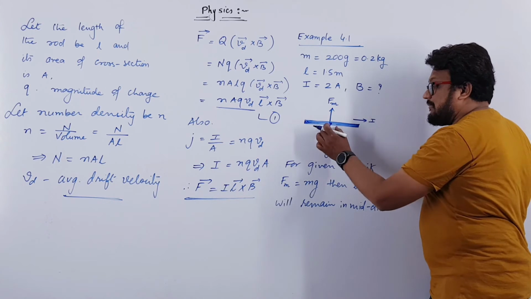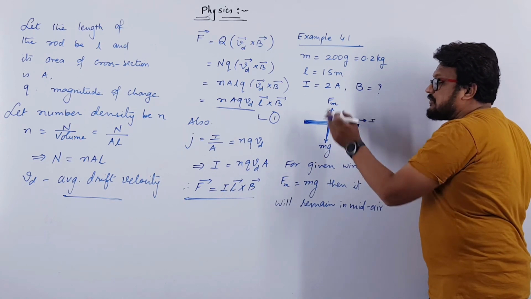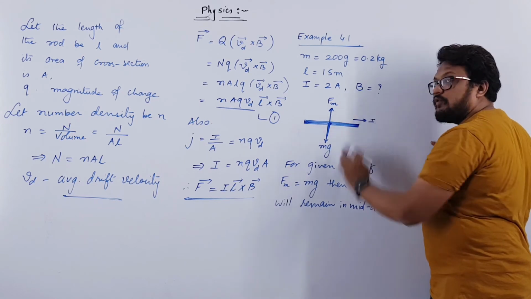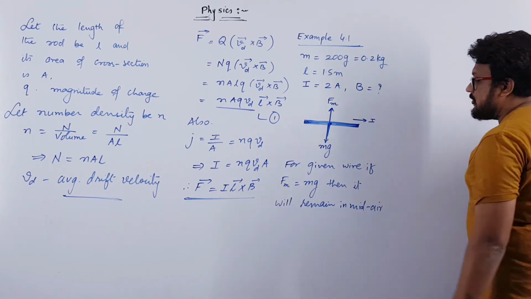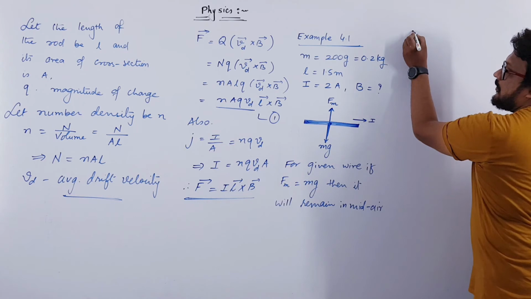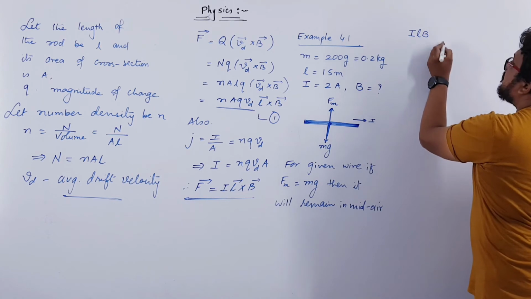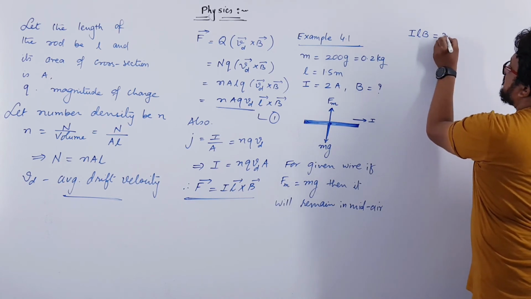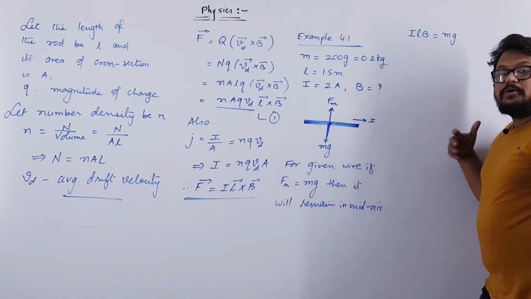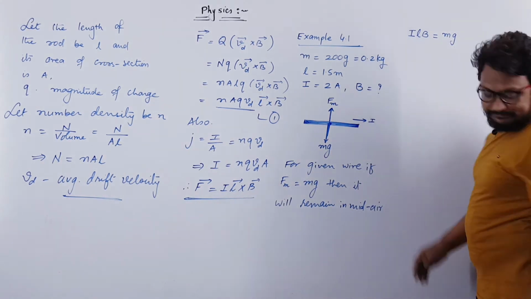If mg is greater than magnetic force, then obviously this rod will move in downward direction, and if magnetic force is more than mg, then this rod will move in upward direction. But if both are the same, then this rod will remain at the same point. So Fm must be equal to mg. What is Fm? Here Fm will be equal to ILB, sorry, ILB must be equal to mg. The maximum force, here I and B are perpendicular to each other. We have assumed that I and B are perpendicular to each other. Is it given?